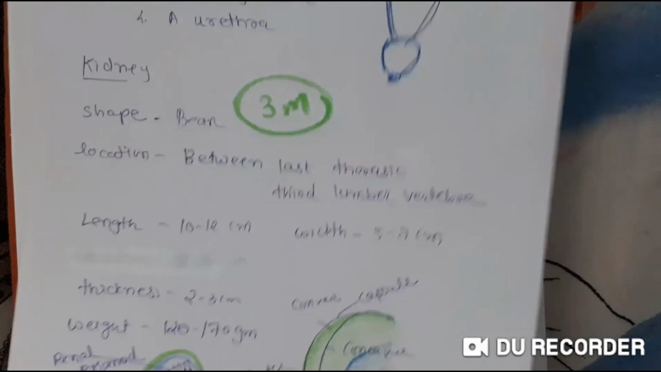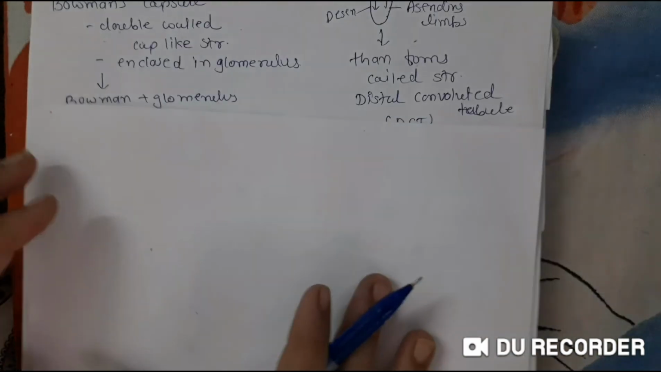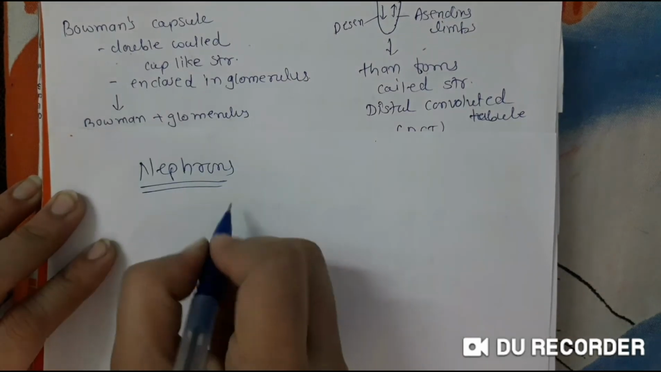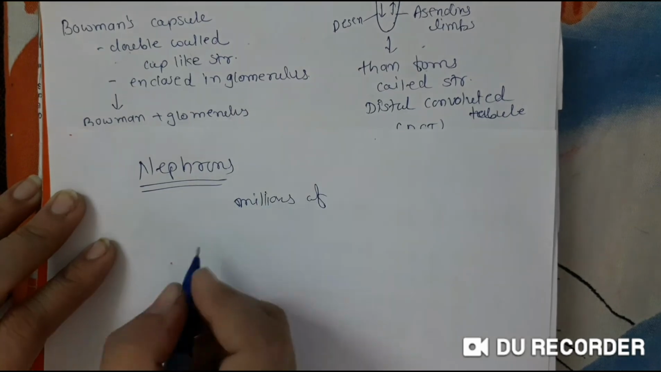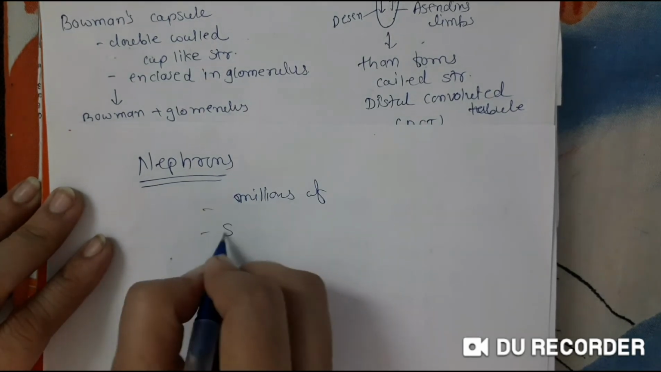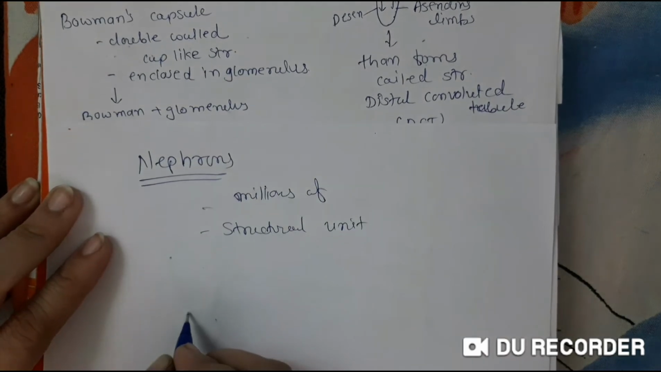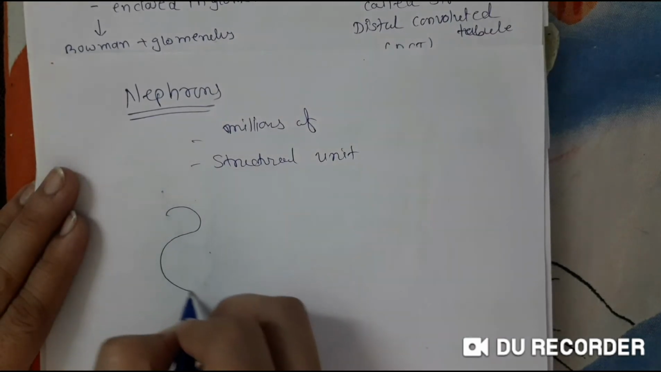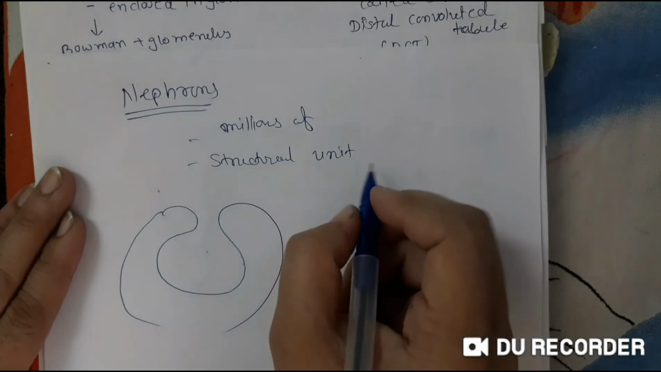Okay, let's begin with the microstructure. What we see inside the kidney. Inside the kidney we can find millions of nephrons, millions in each kidney. You can say it is the structural unit. How are nephrons formed? It is formed by the glomerulus and renal tubule, right?